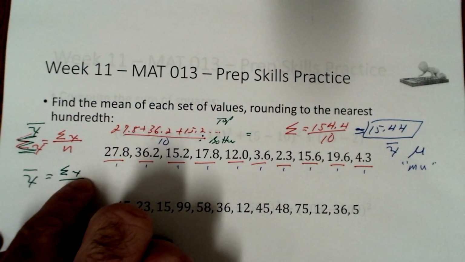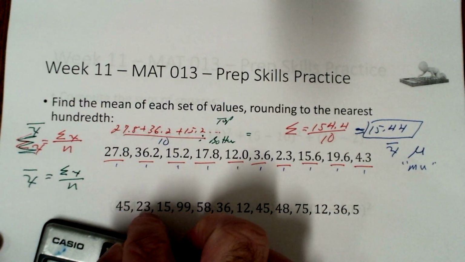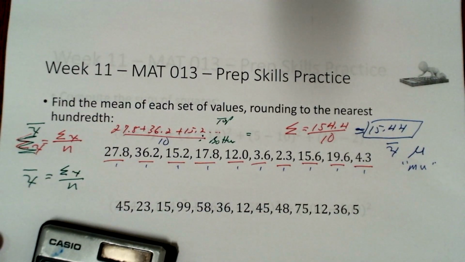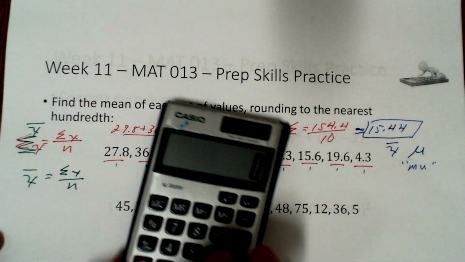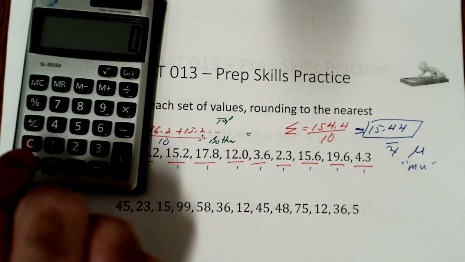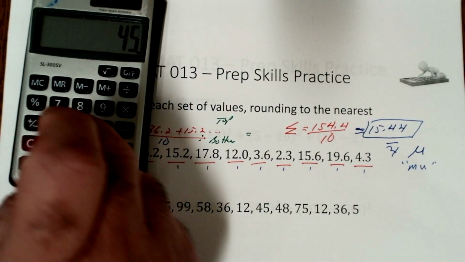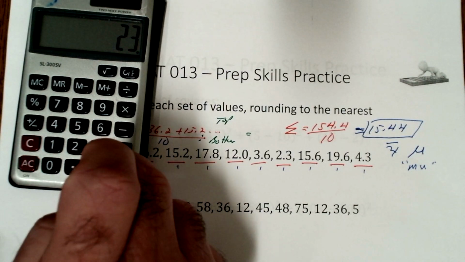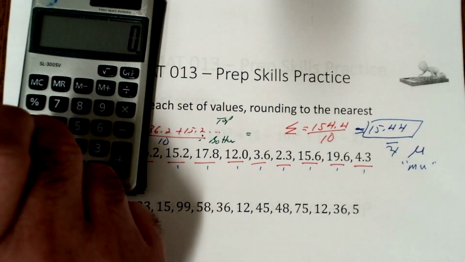We're going to sum the values of x. X is just a variable representing each of those numbers. So let's just go ahead and do this one. I don't know if you can see that calculator there. Let's see, 45 plus 23 plus, let me clear all that out real quick.